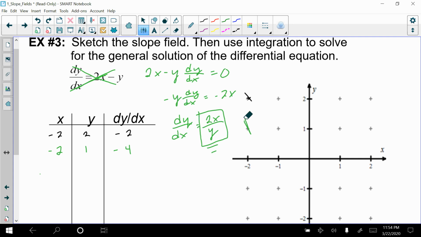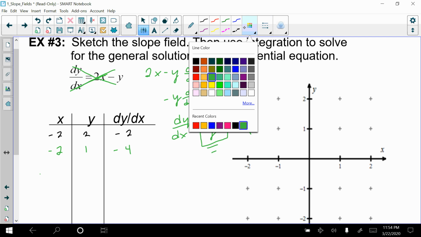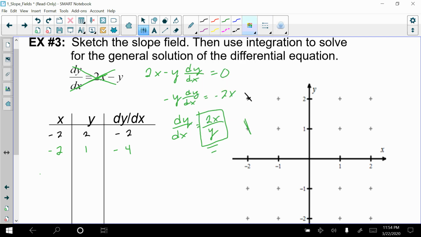Well, what happens if we continue going down the column, so to speak, in the negative 2 x values? So let's try negative 2 and 0. It doesn't matter what the numerator is, we're going to be substituting a 0 in the denominator, so that is going to be undefined, meaning that we have a vertical line at that point.